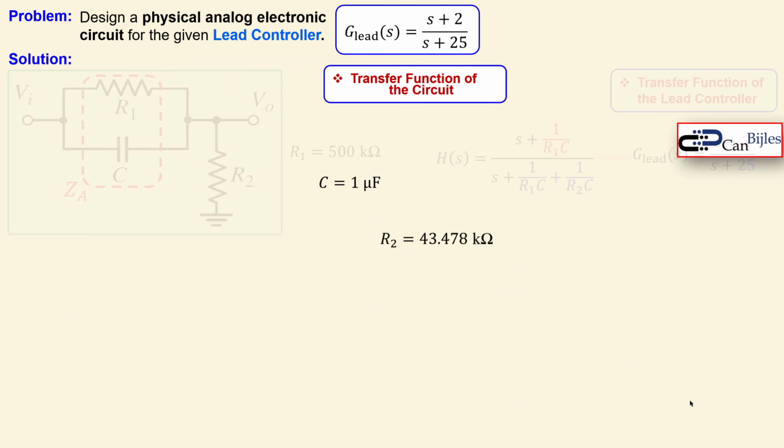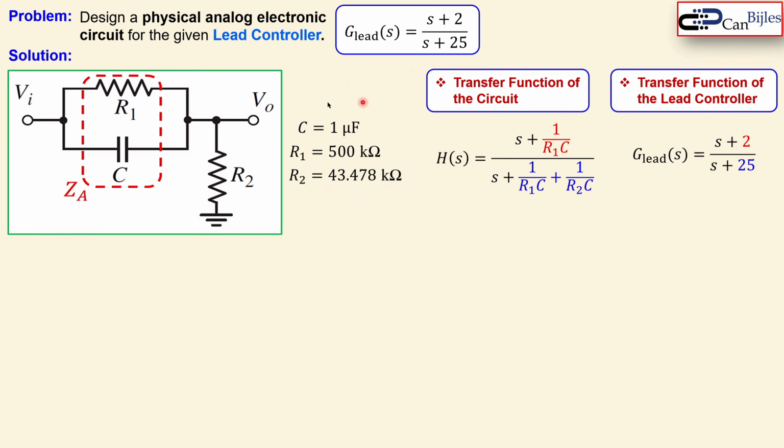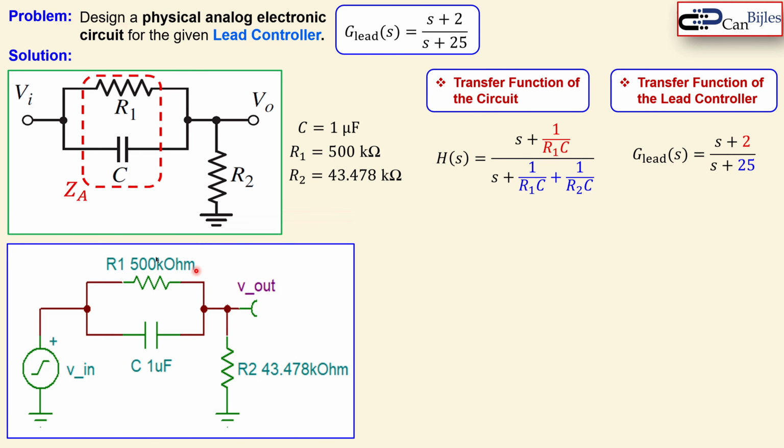Now we have the components, R1, R2, and the selected value of C for this specific circuit. This is the transfer function of the circuit, and this is the lead controller transfer function. You can see the red one and also the blue one. You can compare that much more easily next to each other. This is a circuit I have drawn in TINA-TI SPICE. I will shortly give you the results in the frequency response also. This is the circuit. You see the values for R1, R2, and also the capacitor C we have selected.